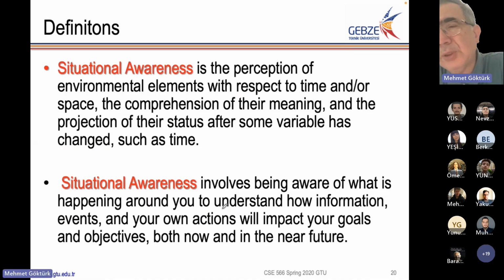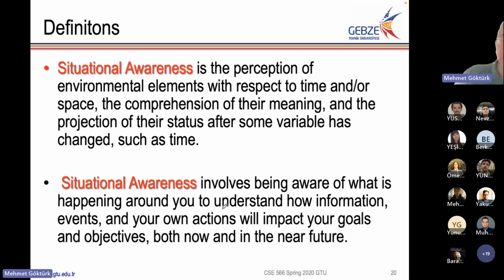If we go back to the definition of situational awareness, it is the perception of environmental elements with respect to time and space, the comprehension of their meaning, and the projection of their status after some variables have changed, such as time. So it's dynamic. It involves being aware of what is happening around you to understand how information, events, and your own actions will impact your goals and objectives, now and in the near future. So it's a kind of prediction of what's going to happen.